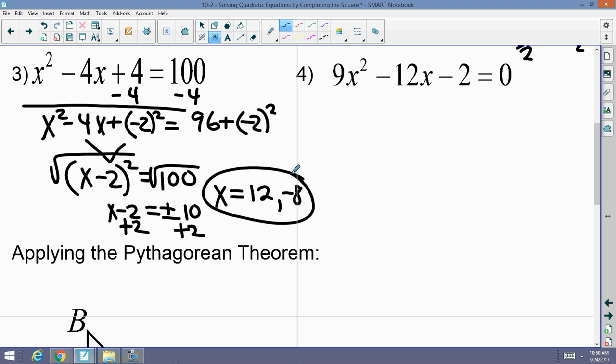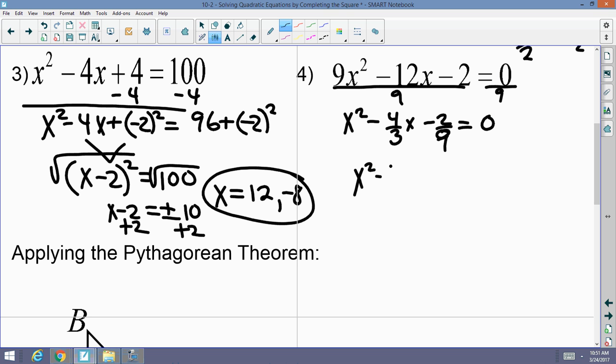You could have factored it, yes, but I just want to practice the skill of completing the square. Okay, what do we got to do here first for number 4? Divide everything by 9. Good job, guys. So this is x squared minus 4/3 x minus 2/9, which then I have to bring over because I got to get the x squared and the x alone. So I've got x squared minus 4/3 x equals 2/9.